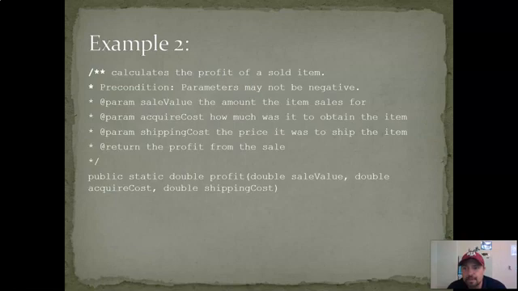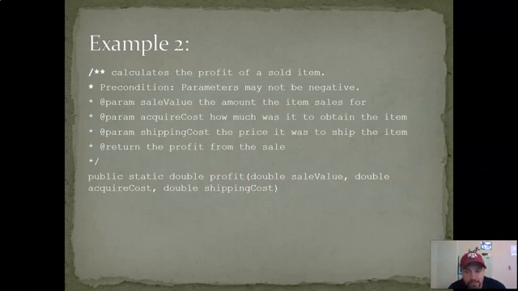Example 2. Calculates the profit of a sold item. Precondition: parameters may not be negative. So we're saying if you call this method, do not send a negative parameter. At param sale value: the amount the item sells for. At param actual cost: how much it was to obtain the item. How much did you pay for it? At param shipping cost: the price it was to ship the item. Return: the profit from the sale.